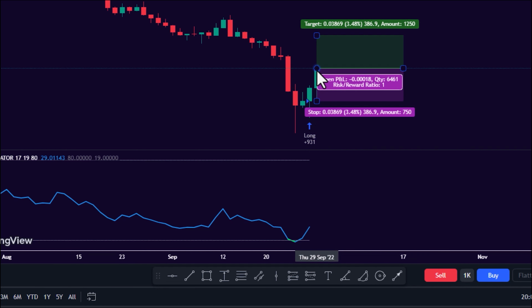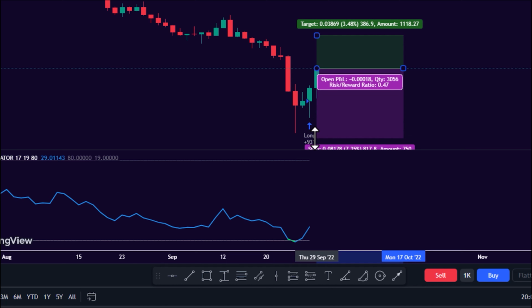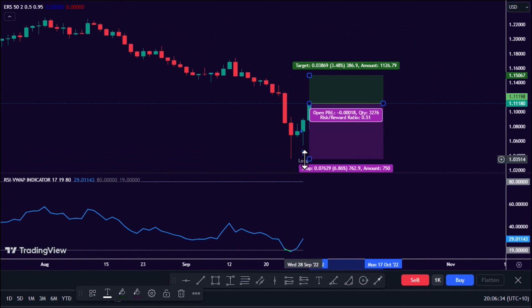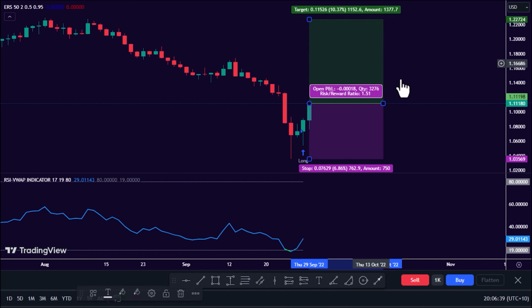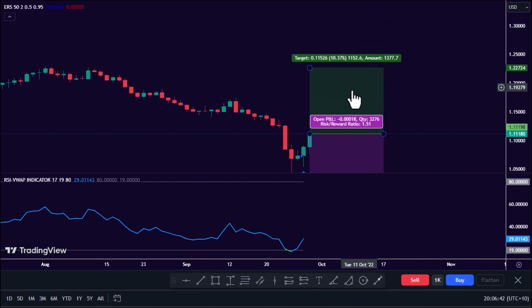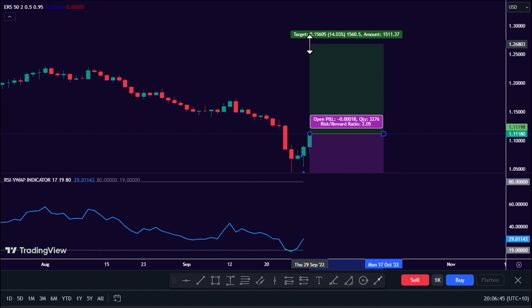Finally, consider entering a long position with appropriate risk management. Set stop-loss orders based on key support levels. Use a favorable risk-reward ratio to ensure potential profits outweigh potential losses. Consider trailing stops as the trade moves in your favor.